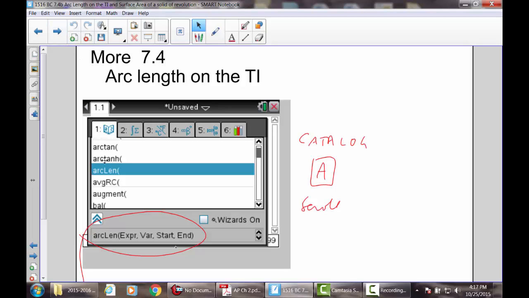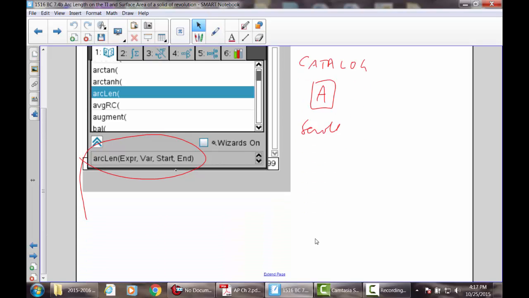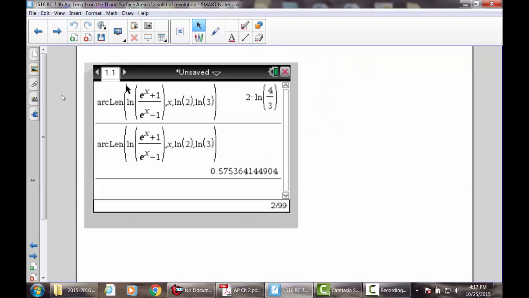There is an arc length option on the TI, and of course I would just press catalog, which is the little book, press the letter A, and then scroll down until you see arc length. It actually tells you what you need: your expression, which would be your function. So if you had y equals x squared, you'd put x squared with respect to x, and then from x equals what to x equals what. Okay? So here's an example.